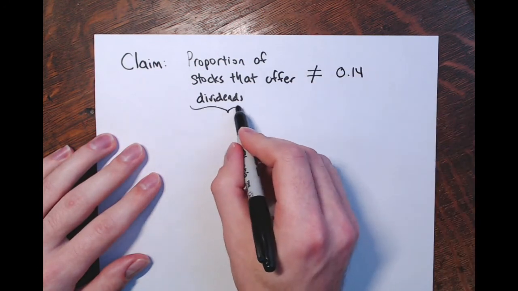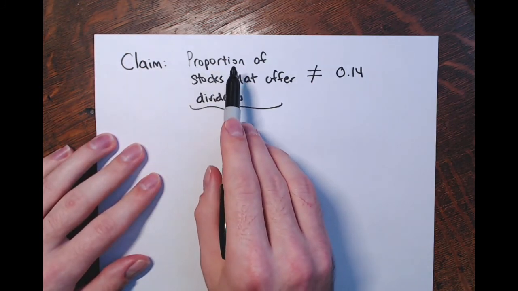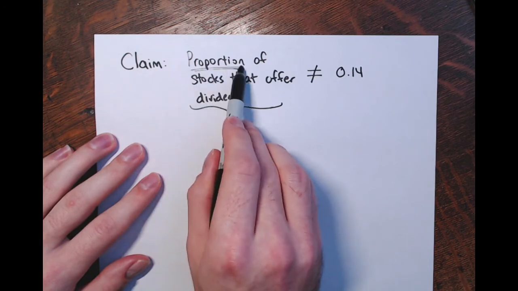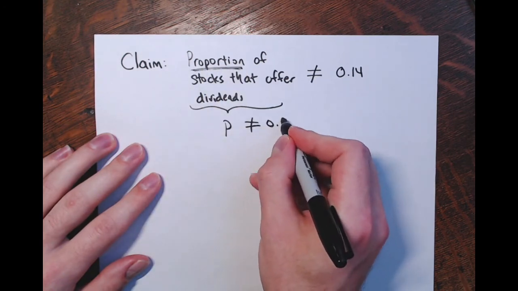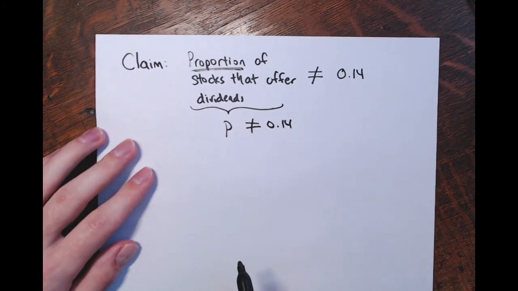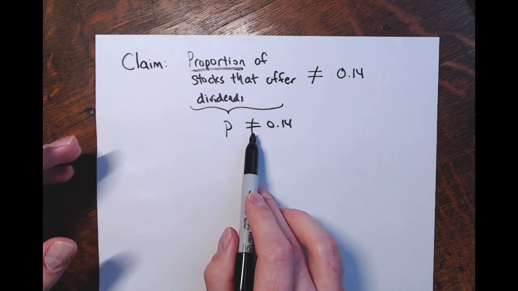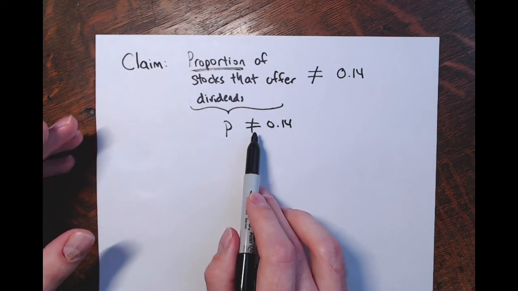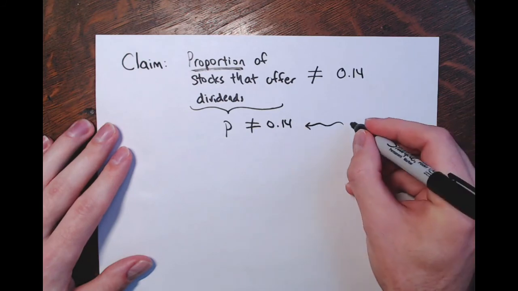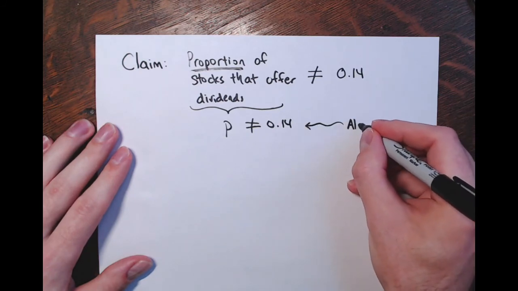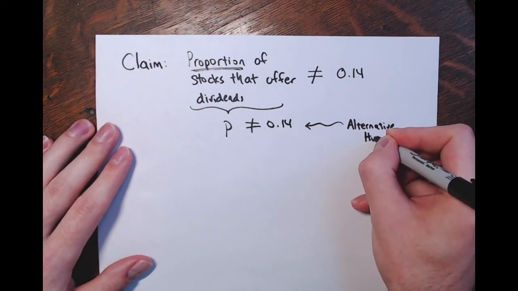Now, I don't want to write this out every time. This is a population proportion, so I'll call it P. P is not equal to 0.14. Now, notice that this does not involve equality. It's not equal. So this is going to be the alternative hypothesis. And I'll write out the hypotheses in a second.